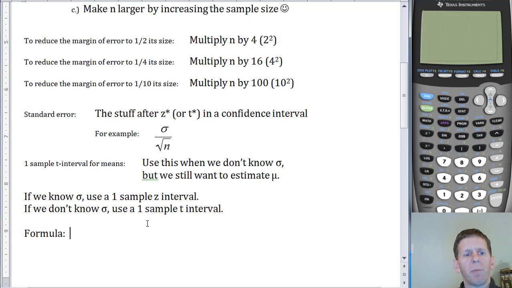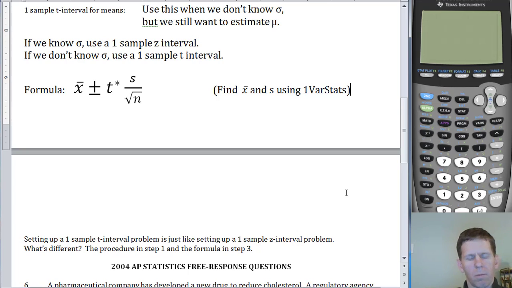The formula for a one sample t interval is very similar to the formula for a one sample z interval. We're still going to start with x bar plus or minus. Now we're going to use t star instead of z star times s over the square root of n. So very similar formula to what we had before. Again, we're replacing the z star here with t star. And we're going to use s, which is the sample standard deviation. Remember, if you use 1var stats on your calculator, if you have data on your calculator, you can find both x bar and s using the 1var stats feature.